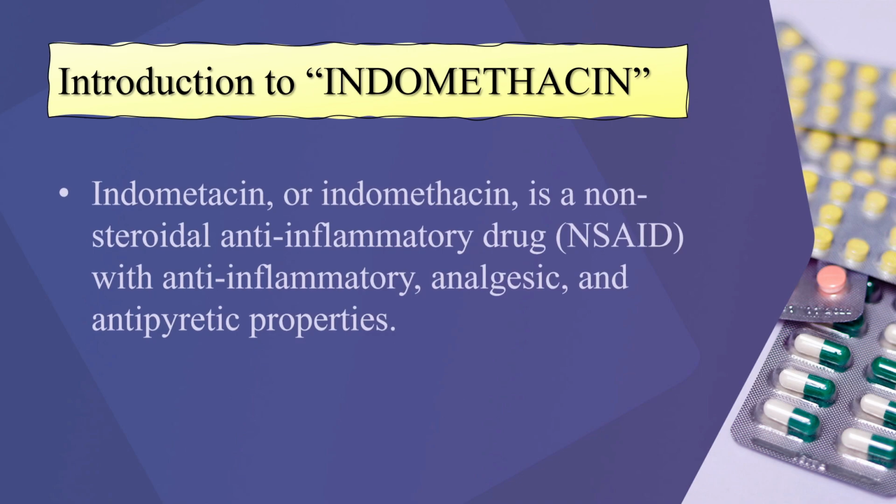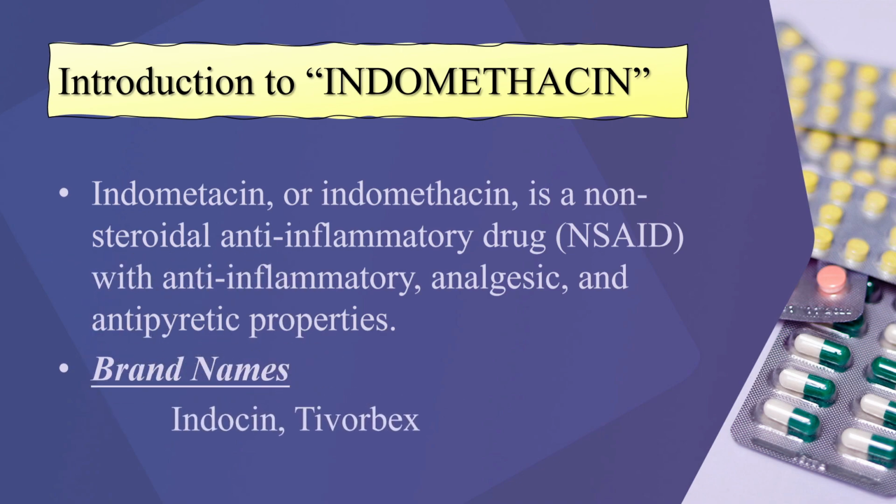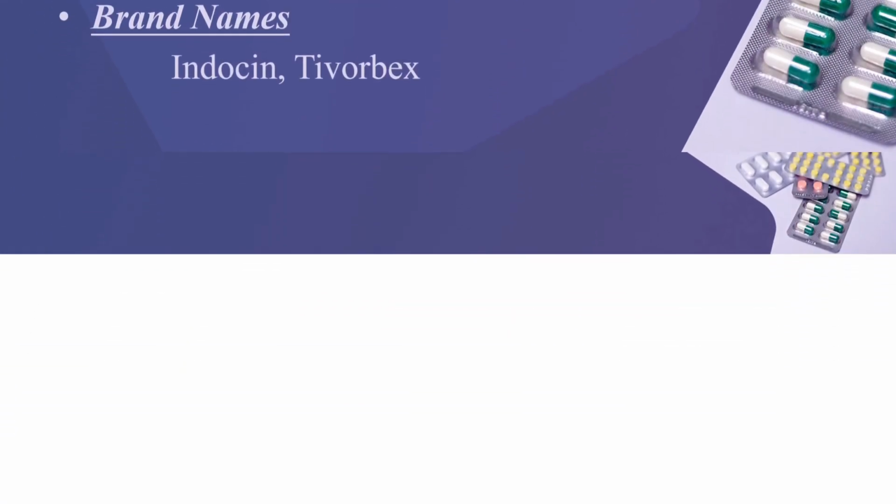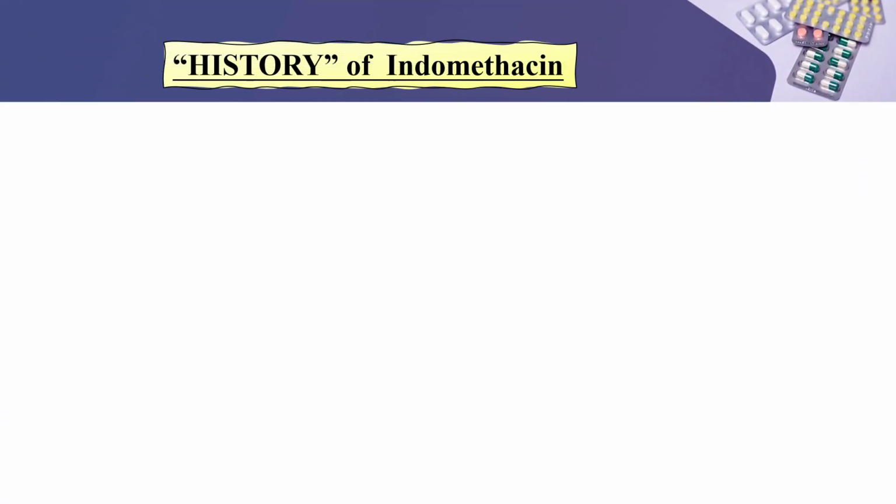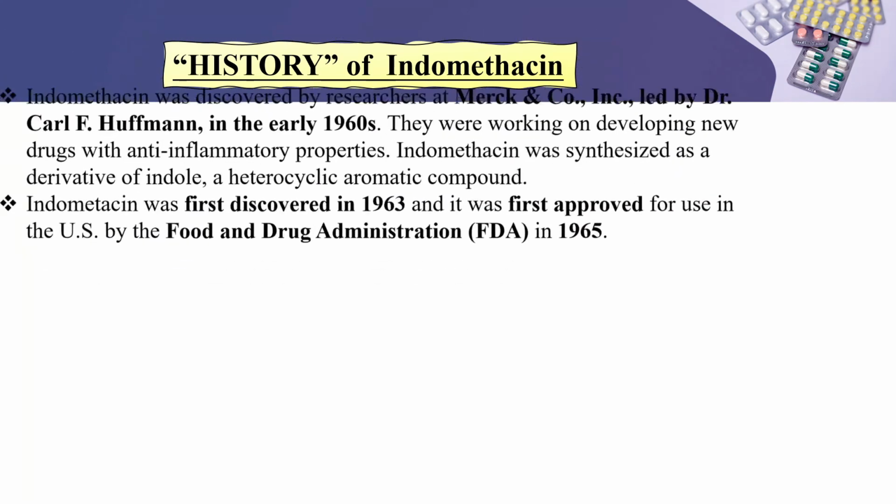is indomethacin? Indomethacin, also known as indometacin, is a non-steroidal anti-inflammatory drug with anti-inflammatory, analgesic, and antipyretic properties. Common brand names are Indocin and Tivorbex, and in Pakistan the common brand of indomethacin is Methacil. So, what is the history of indomethacin?